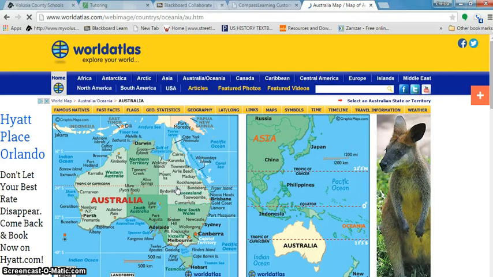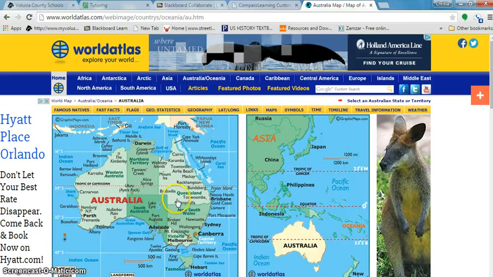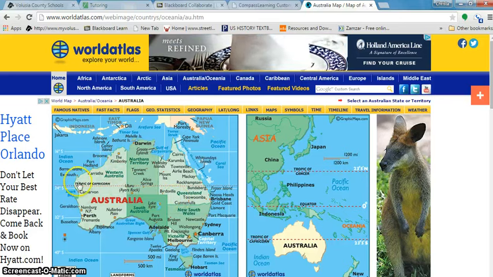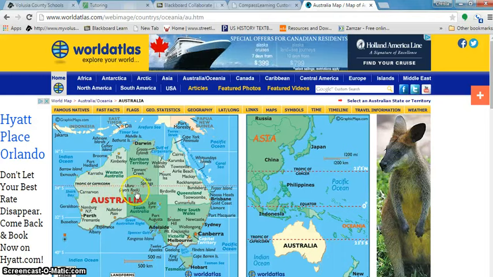Okay, so we want to talk about some of the geographical features, the major landforms. We have the Western Plateau, which is here. We have the Central Lowlands, which is here. And the Eastern Highlands, which is right along the coast over here. All right, up here we have the Gulf of Carpentaria, and you're going to need to know where that is.